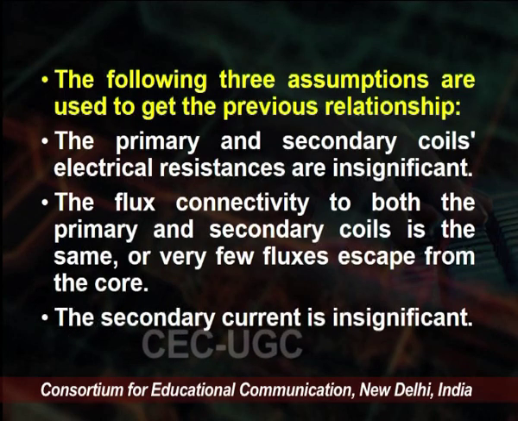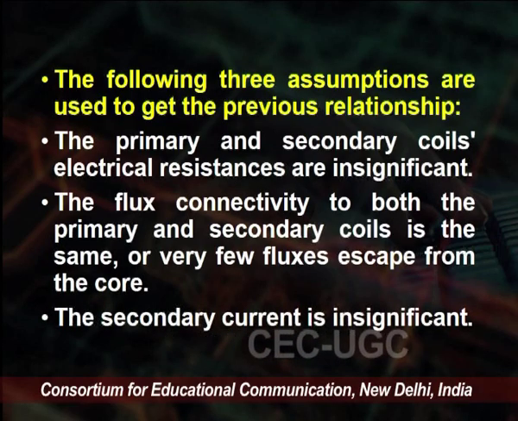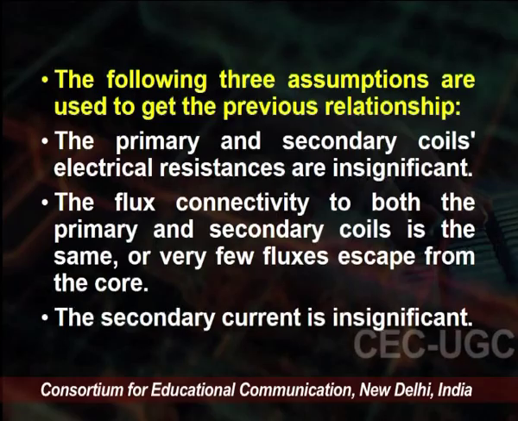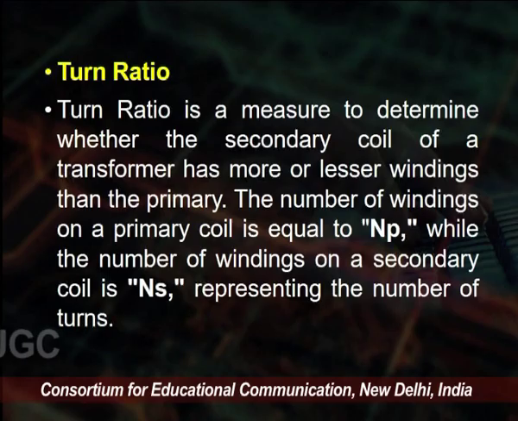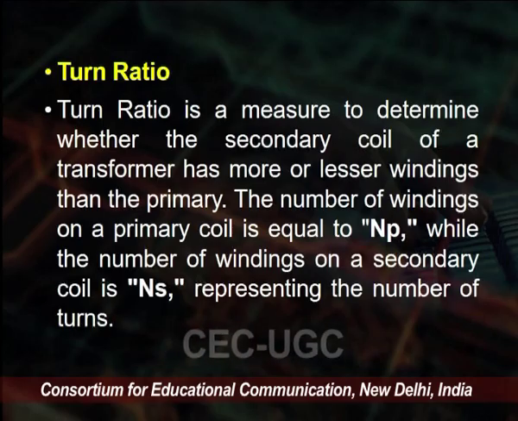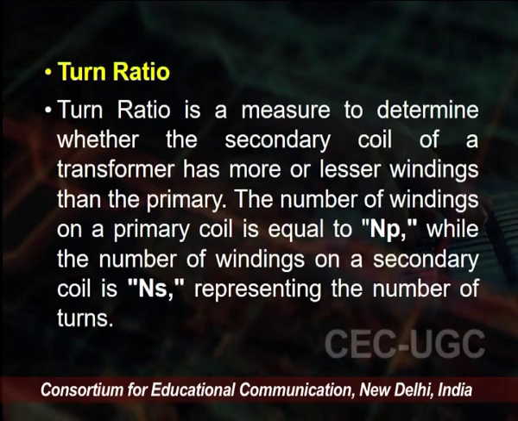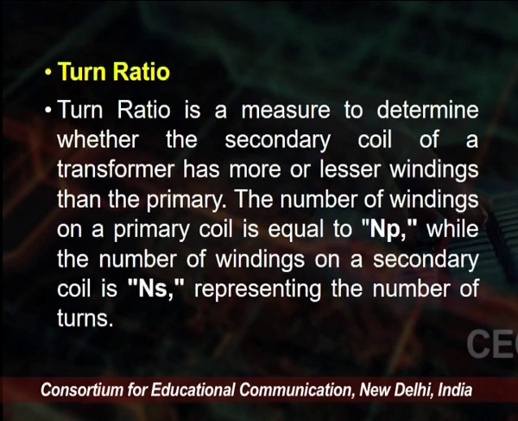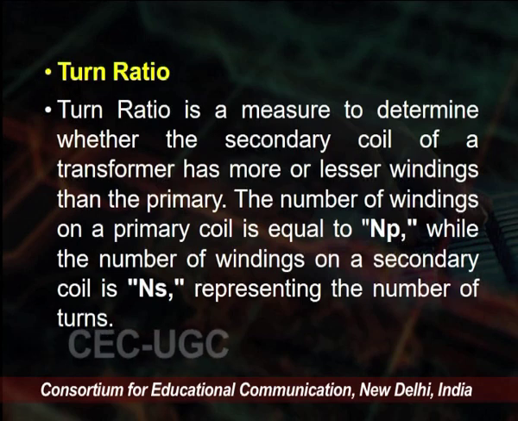And another point is the secondary current is insignificant. So, there is no loss in the ideal circuit. Now, there are various parameters you can see on the screen. We are finding the turn ratio, the number of coils in the primary as well as in the secondary. How do we calculate the turn ratio or transformer ratio?